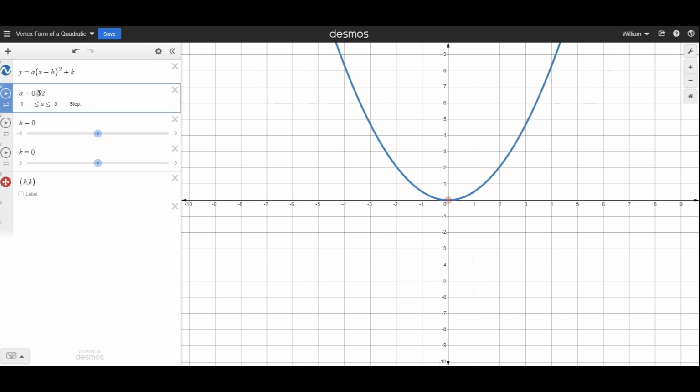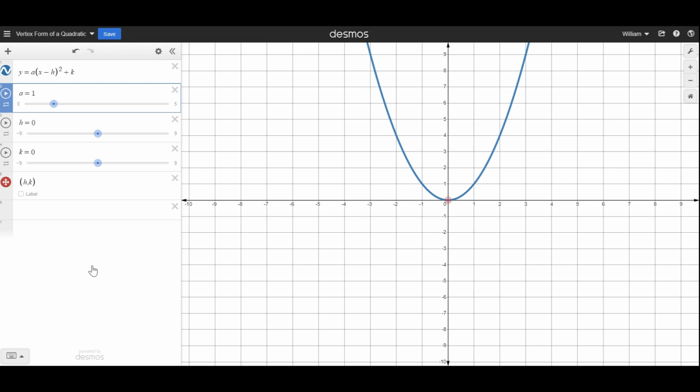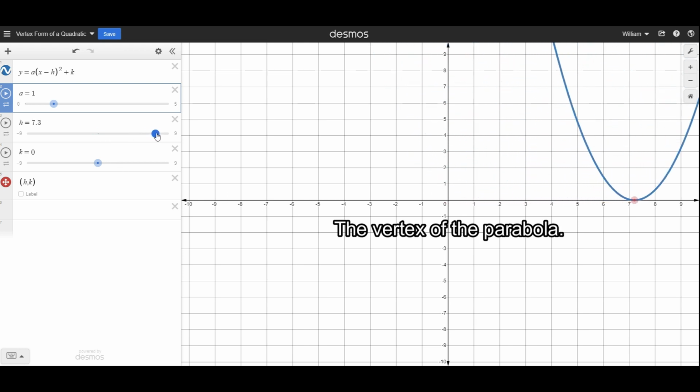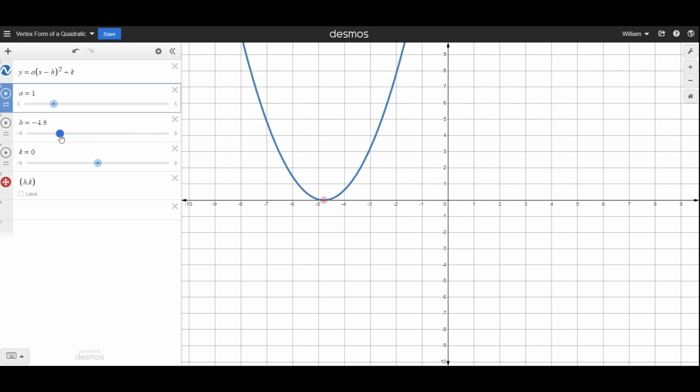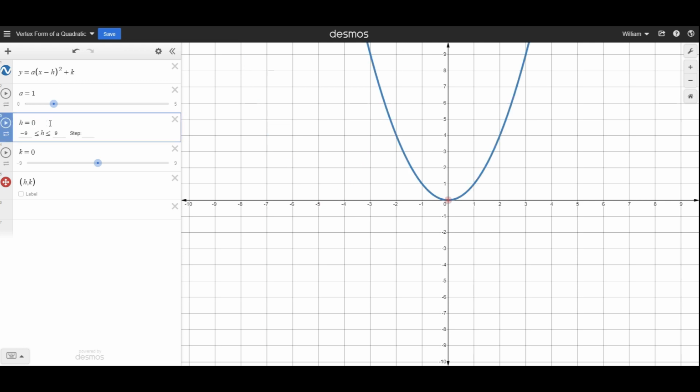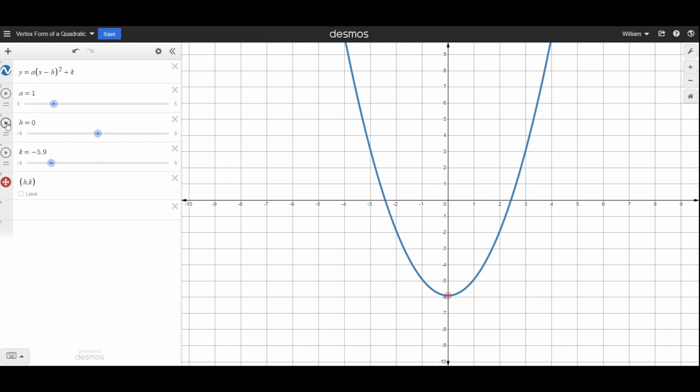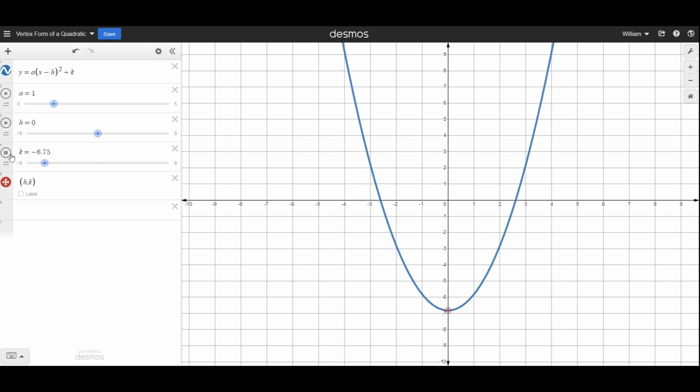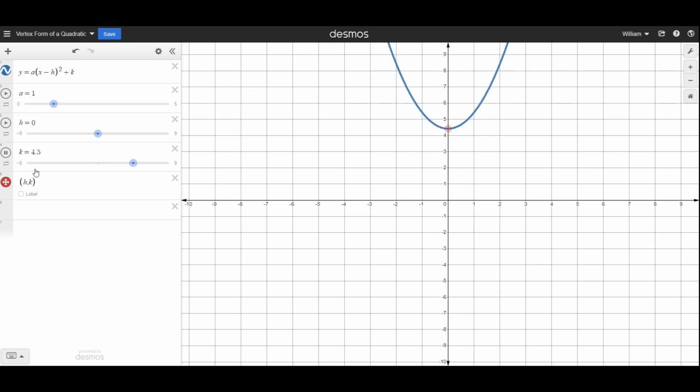All right. So if I go back and I make this 1, okay, now h, this is your horizontal movement. It moves this dot to the right and to the left. So here I can move to the right. I can also move to the left. So this value here only affects your left and right direction, where k is going to be your vertical movement. So here k would move it up and k would move it down.